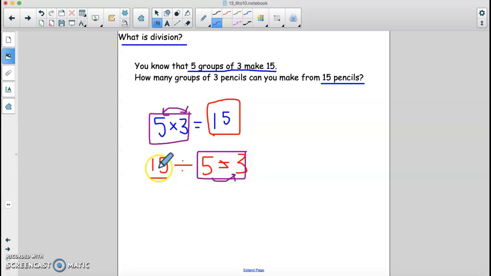So if I said 15 divided by 3, it's going to equal 5. Because this box and this box are the same, and these two match, and these two are the same also. It's just kind of opposite. So it always starts with the answer first. So once you memorize your facts, your division facts are going to be memorized too.